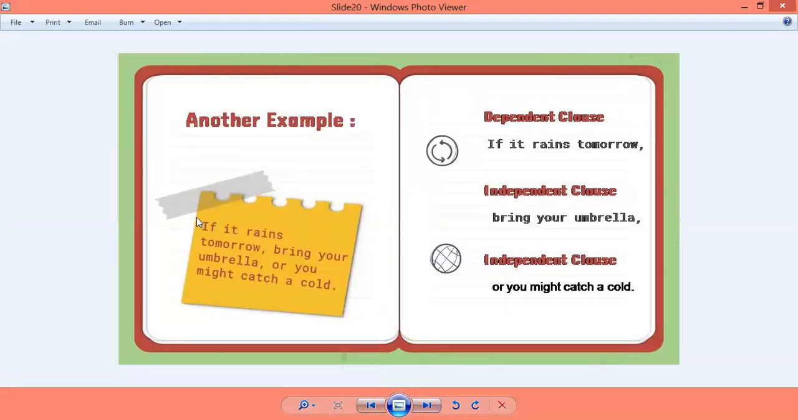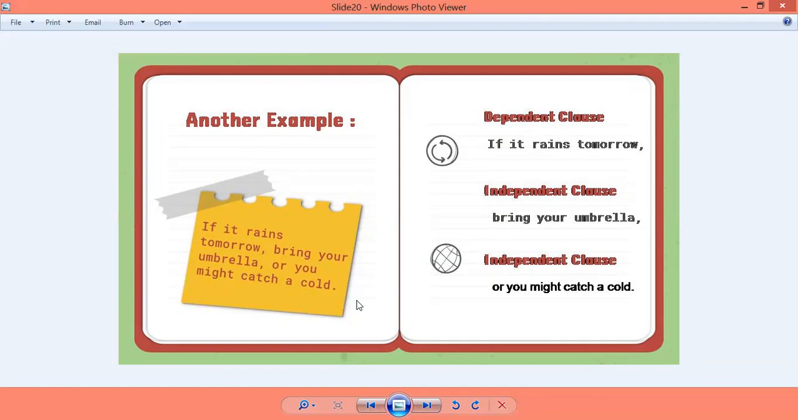Another example, if it rains tomorrow, bring your umbrella or you might catch a cold. यहाँ पे तीन clauses are combined together. First one is if it rains tomorrow. Second one is bring your umbrella. And third is or you might catch a cold. All of these three are combined to form one sentence. Let us see उसमें से independent कौन सा है, इसमें से dependent कौन सा है.